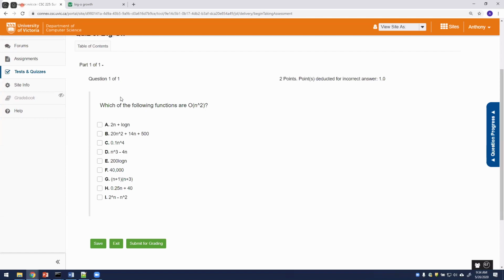So again, if we add up all these terms, we've got 141. So we know that 4n plus 20n cubed plus 117 is always going to be less than or equal to 141n cubed for all n greater than or equal to 1. So therefore, we say that this f of n is order n to the 4 with c equal to 141 and n naught equal to 1.